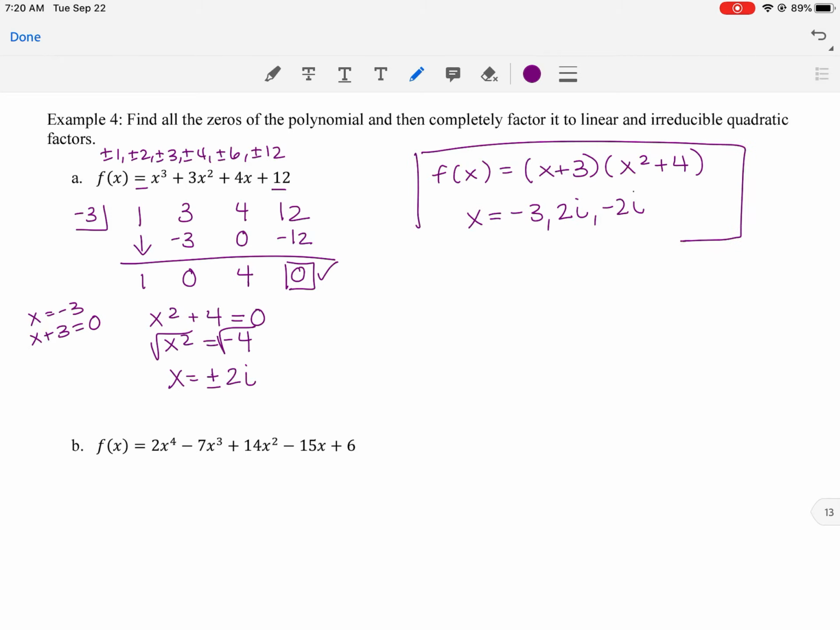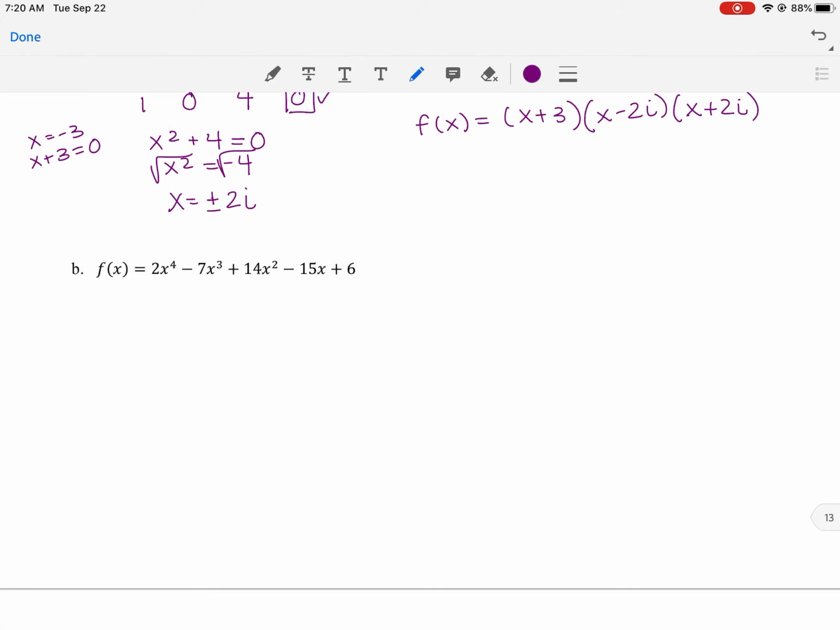So here are the answers they're looking for. I'm going to do one more thing. If I wanted to rewrite it with the imaginary factors, I would have x plus 3, right? That was the solution, x equals negative 3. For x equals positive 2i, you'd have x minus 2i. And for negative 2i, x plus 2i. That is another way to write your polynomial.